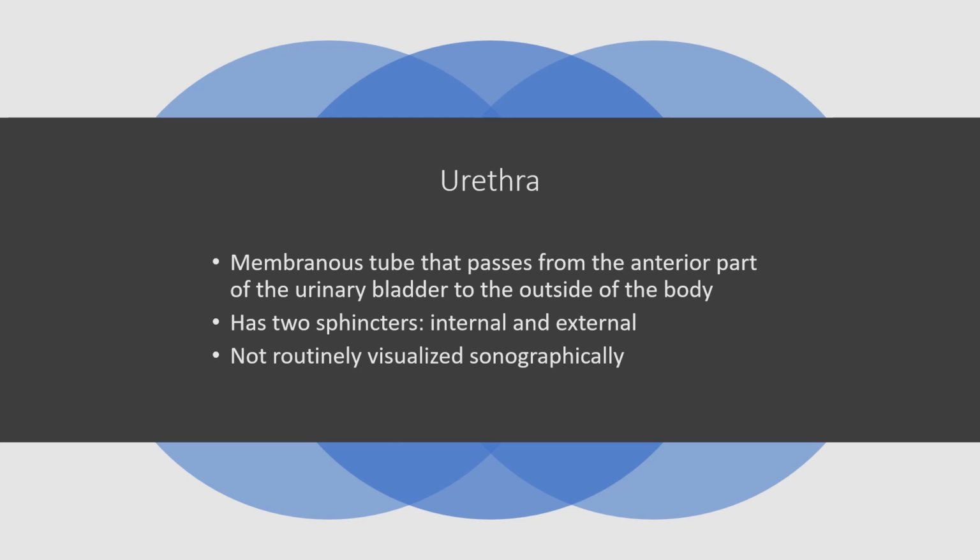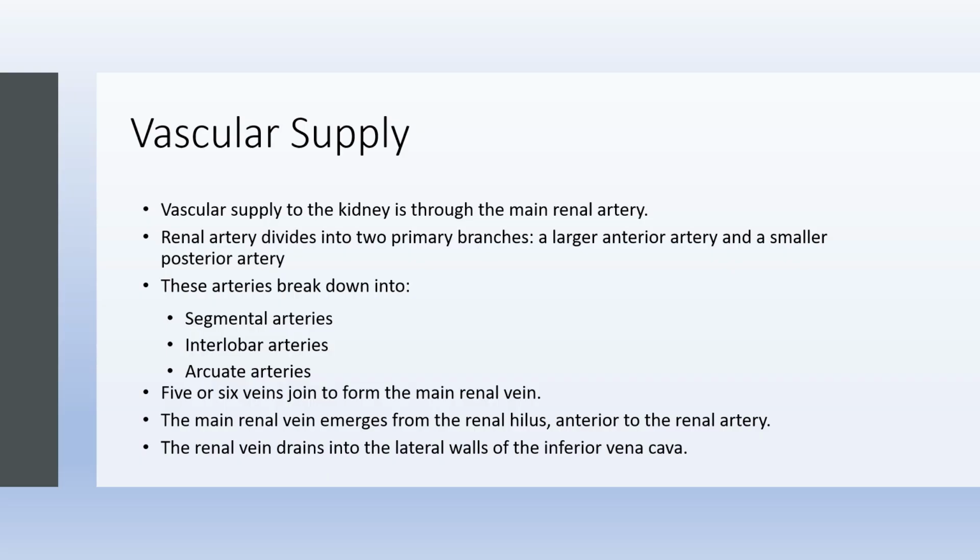And then lastly, we have to talk about the urethra. This is a membranous tube that passes from the anterior part of the urinary bladder to the outside of the body. There are two sphincters in there, an internal sphincter and an external sphincter. Routinely, we don't see this on sonography either. However, we can often see the little indentation in the anterior inferior part of the bladder where the urethra connects to the bladder.